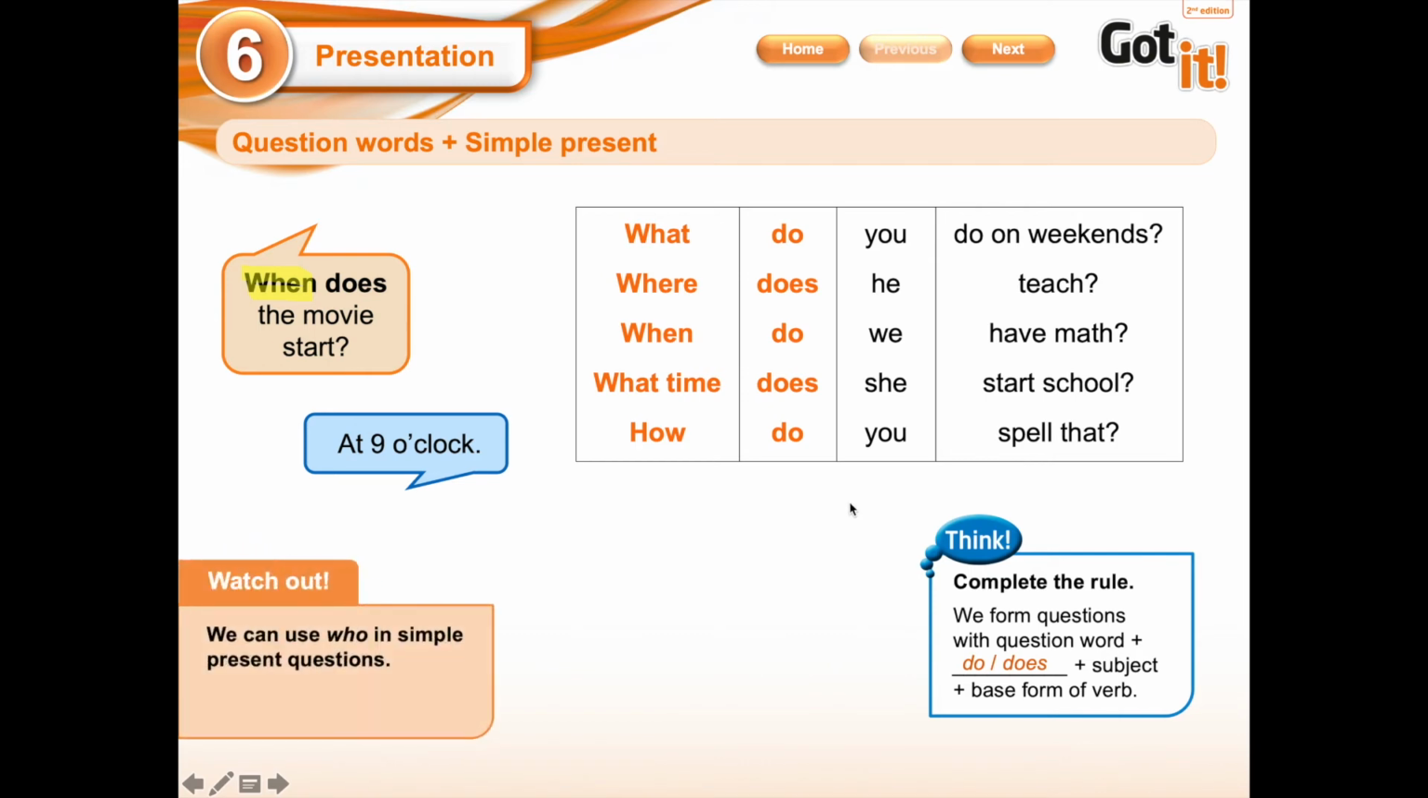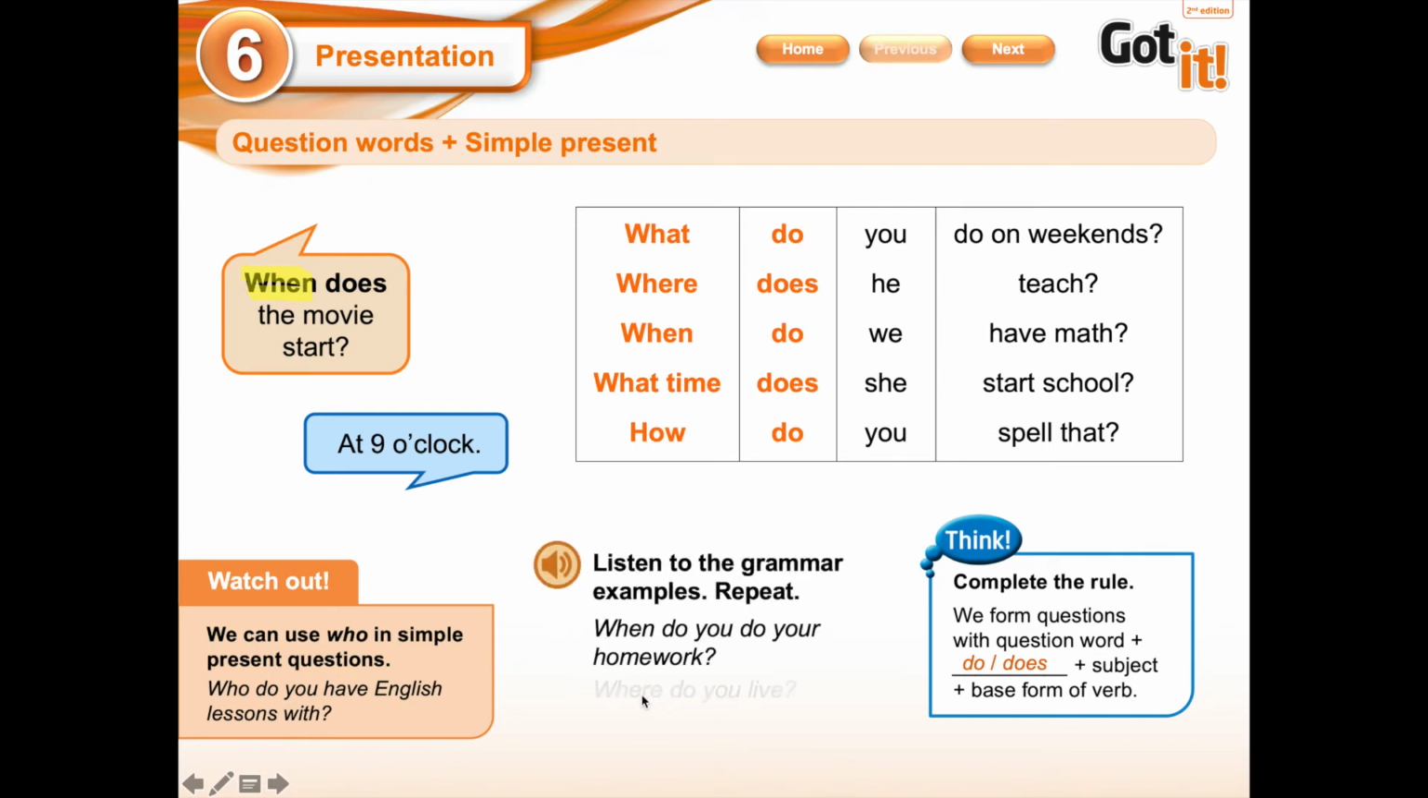Okay, here we have a warning. Watch out. We can use who in simple present questions, okay? For example, who do you have English lessons with? Remember that the word who is referring to a person. Recuerden que la palabra who hace referencia a una persona. ¿Con quién tú tienes clases de inglés?